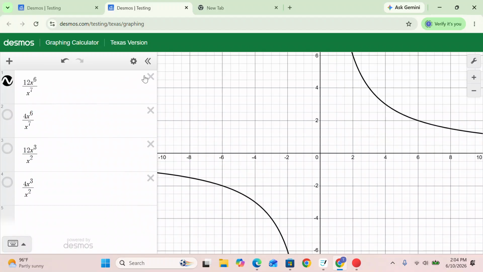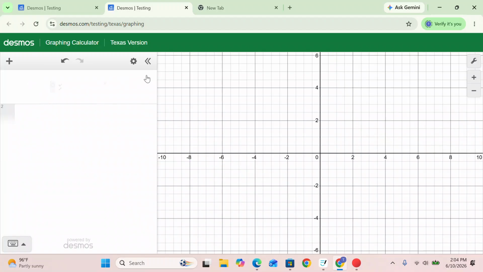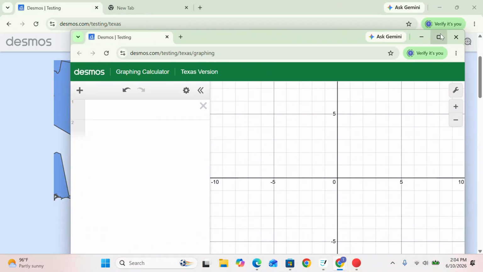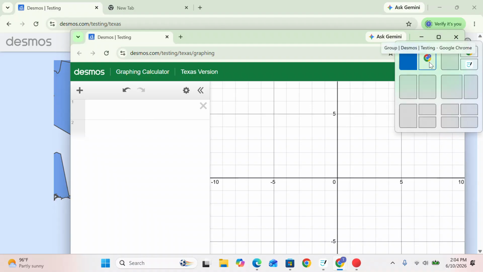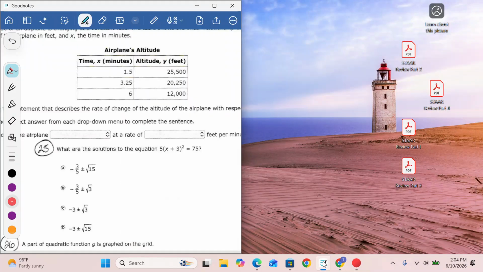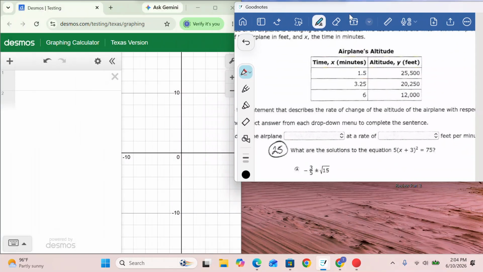So now I got to clean up Mr. Desmos, get rid of him, and let me put it over here. Let me get here. I'm going to put right there. Oh, where's this? Oh, where did my GoodNotes go? It disappeared. Okay, let me go back to GoodNotes. Oh, okay, here it is.